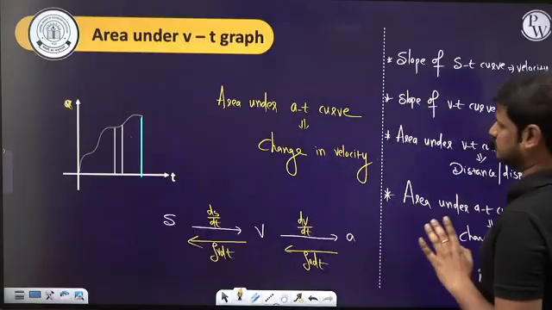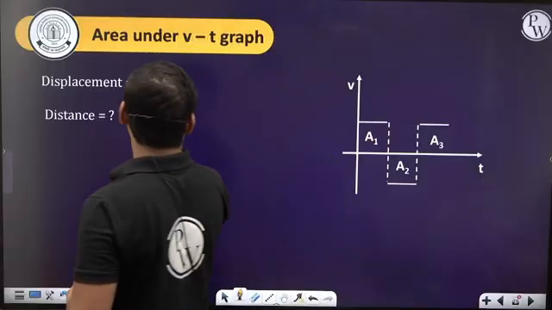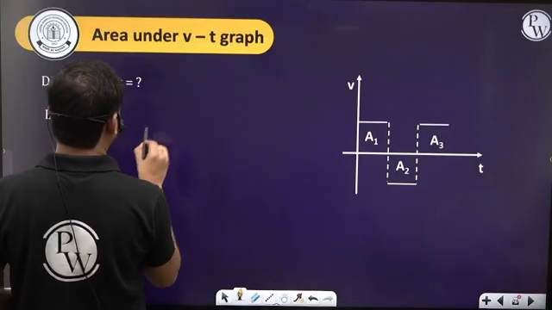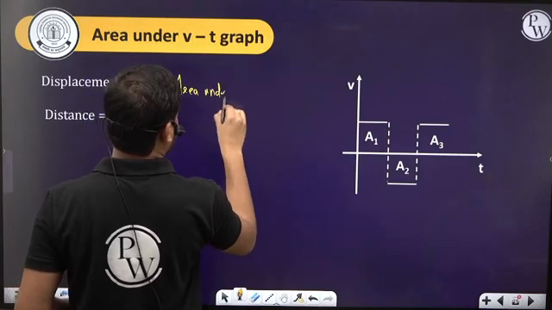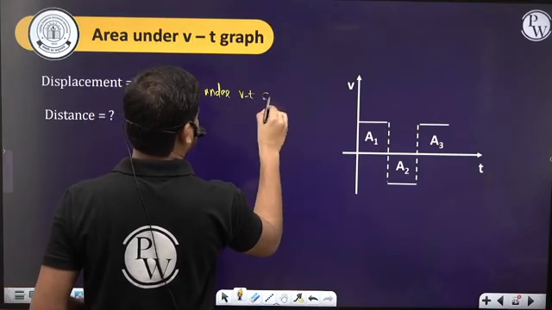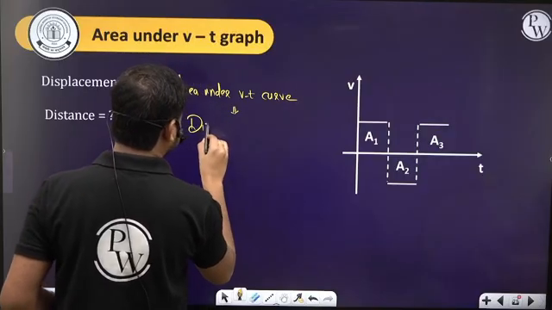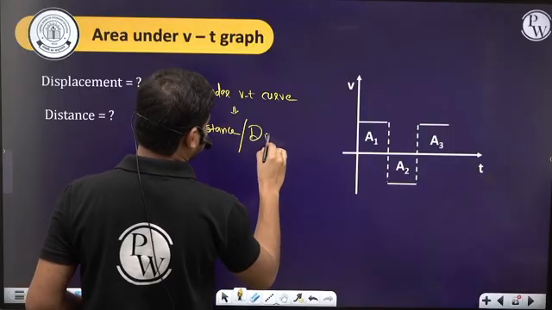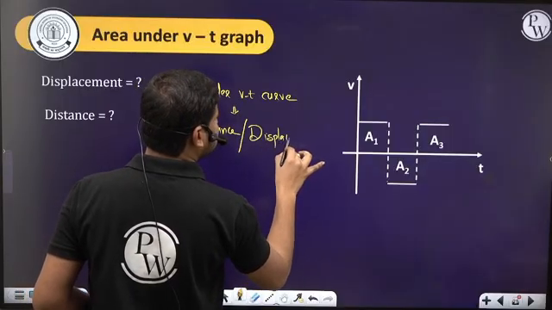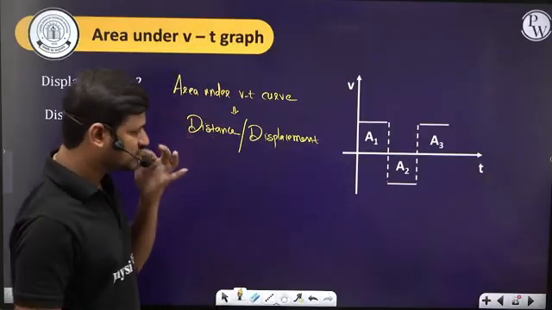So list it down. As I said earlier, the area under the v-t curve or v-t graph will result in either distance or displacement. Distance or displacement. Now how do we find distance? How do we find displacement? It depends on the given graph. So that's also important, guys.